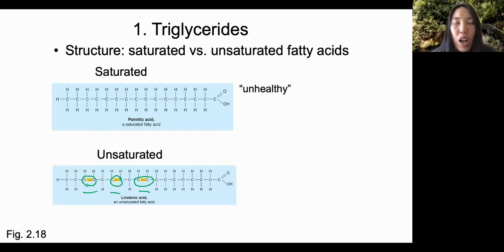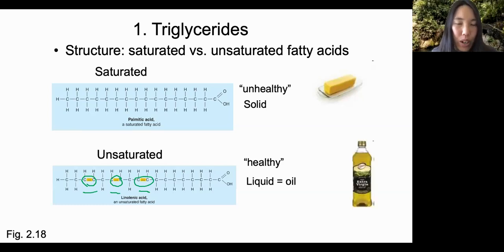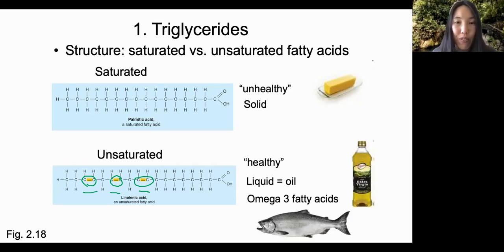If we want to talk about the nutritious value of saturated versus unsaturated fatty acids, the saturated fats are unhealthy and they tend to be more solid, such as butter. These saturated fats tend to stack better and therefore not break down as much. Unsaturated fatty acids tend to be more healthy in a liquid format, such as oil, for example, olive oil, and also include omega-3 fatty acids, for example, found in fish. These tend to break down easier and be used better by your body.